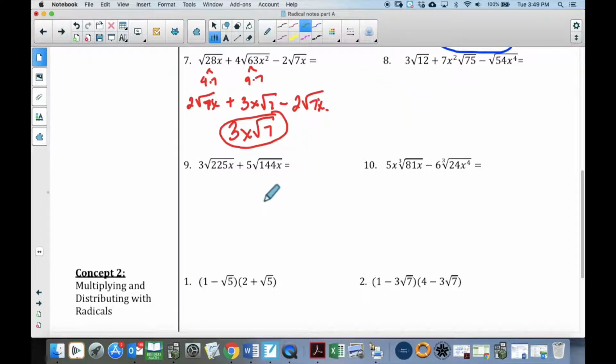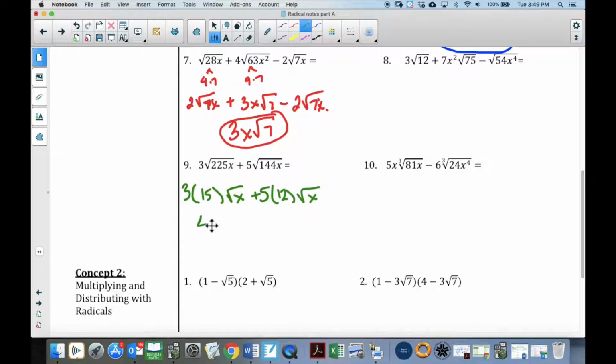Let's look at number 9. We're going to do the same thing. That is, we're going to try to simplify these to create like terms. Well, 225, isn't 225 a perfect square? And I believe the square root of 225 is 15. And 144 is also a perfect square.